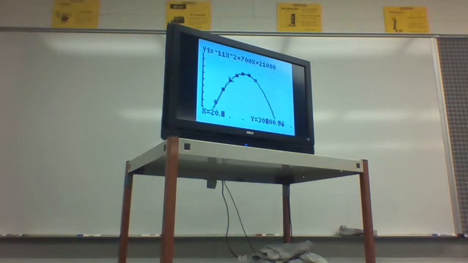Graph it after, because I got my windows and everything. I don't think you use it. Yeah, see, that's what she was telling me. She was like 3,000. These are thousands of feet, so this should be thousands. Okay.